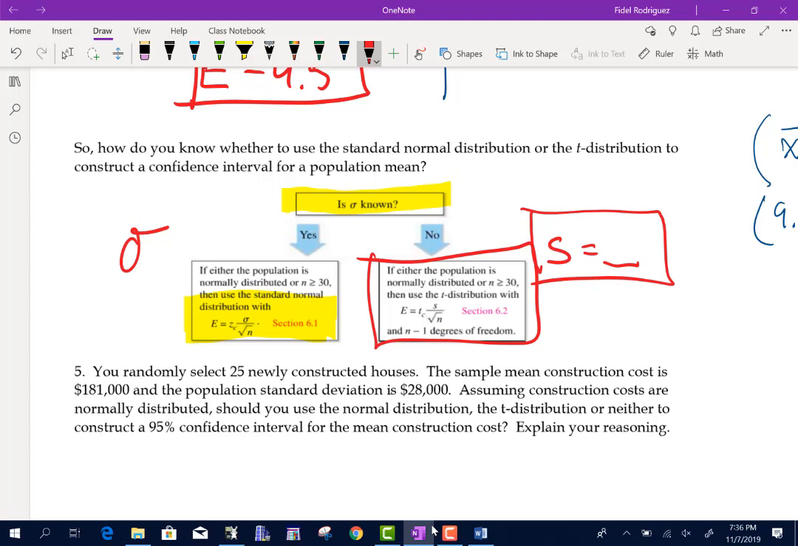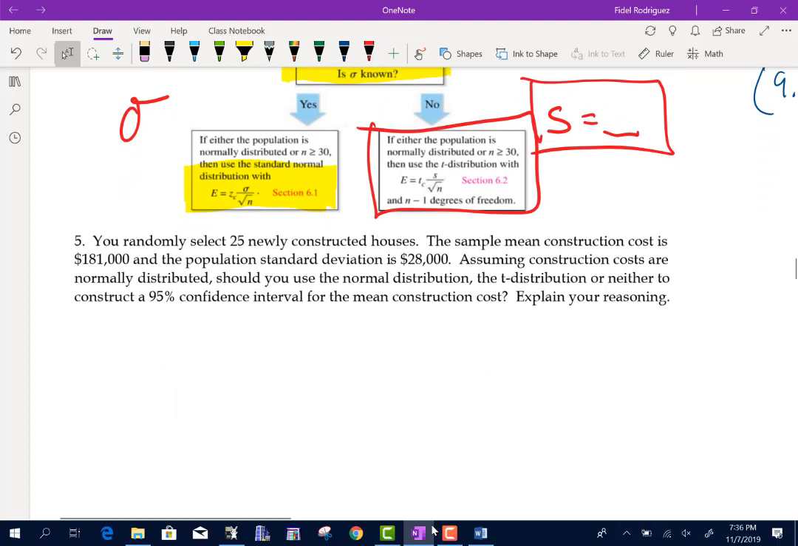Let me bring this up a little so we can take a look at number 5. Number 5 says we select 25 newly constructed houses. Before I even read the rest of the problem, that tells me my n is 25. Now look at the next part. It says the sample mean cost is 181,000. What symbol do we use for the sample mean? Excellent. X bar is equal to 181,000.